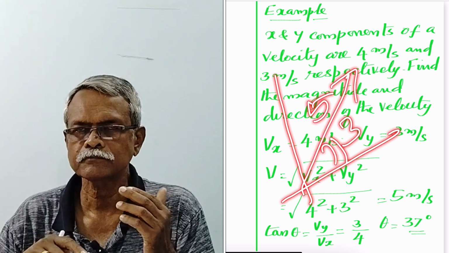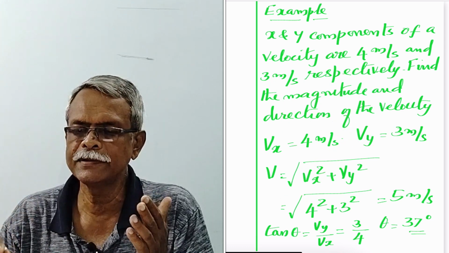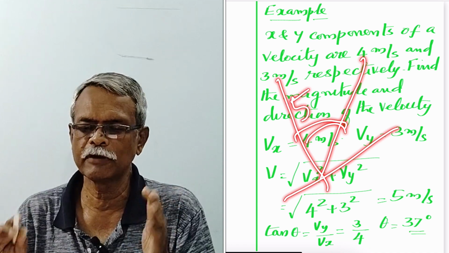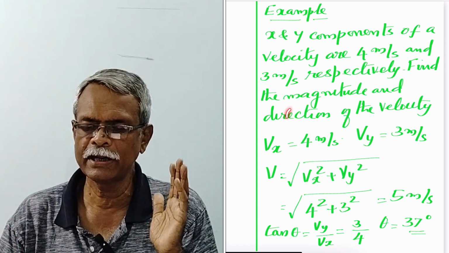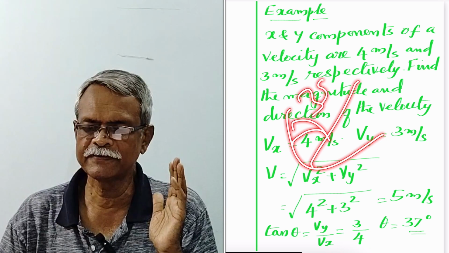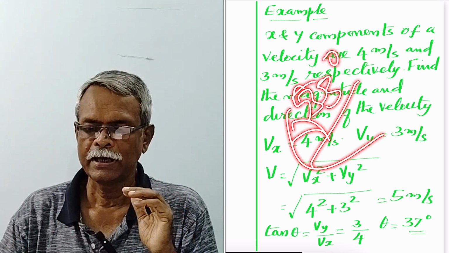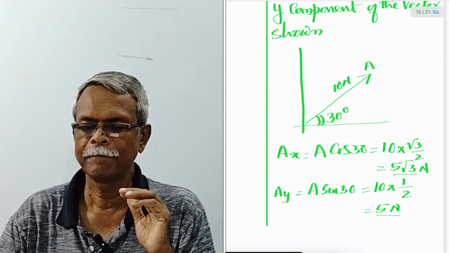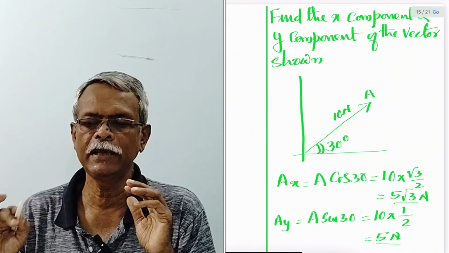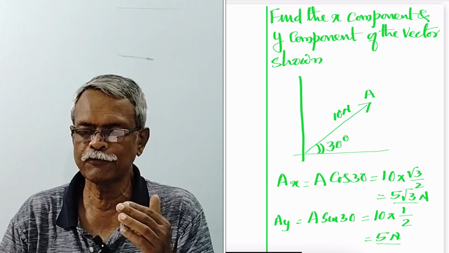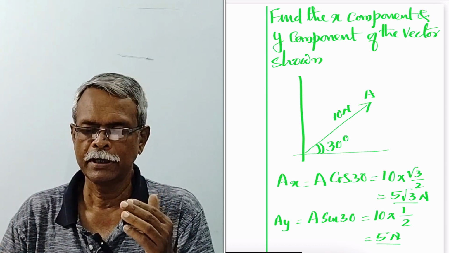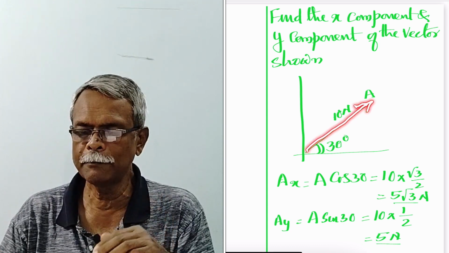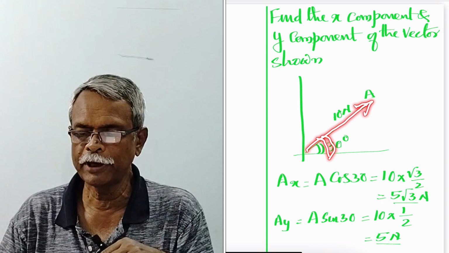Next example, find the x component and y component of the vector shown. Here we have given A as 10 Newton. This is 30 degree. X component is A cos 30. A is 10. Therefore, 10 multiplied by cos 30. Cos 30 is root 3 by 2. Therefore, Ax is 5 root 3. Ay is A sin 30. Sin 30 is 1 by 2. 10 multiplied by 1 by 2 is 5 Newton.